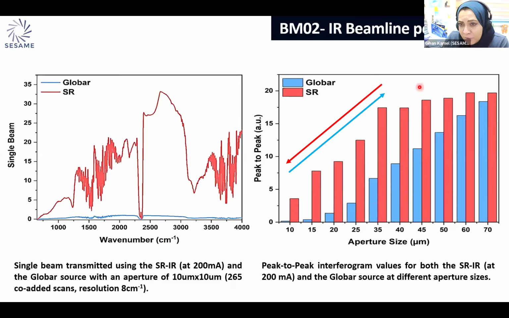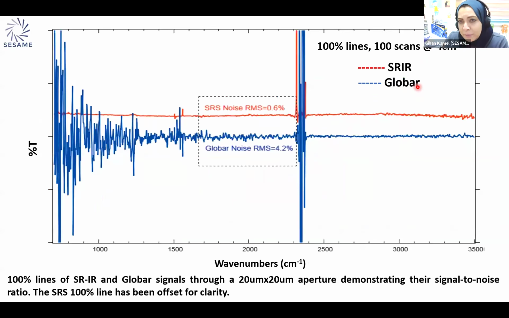So let's put it this way, wherever you go to lower apertures, this is the power of the synchrotron. So this is where the synchrotron appears to be more powerful. And if your samples or your experiment does not require going to this small aperture size, you directly go to the globar. And always remember that it is the same technique: it's microspectroscopy with the globar, it's microspectroscopy with synchrotron. It depends on the resolution, the information, the size, and heterogeneity of the samples, and so on.